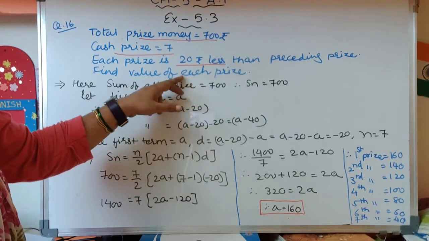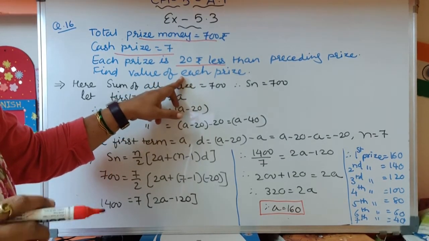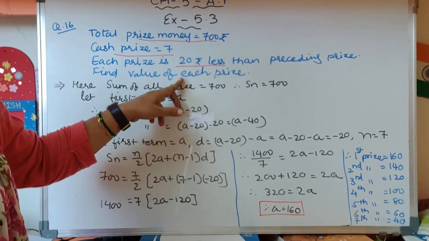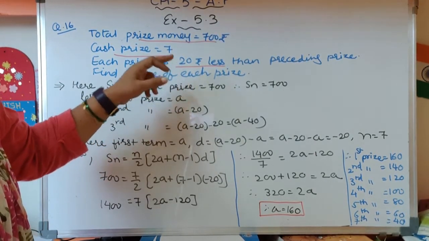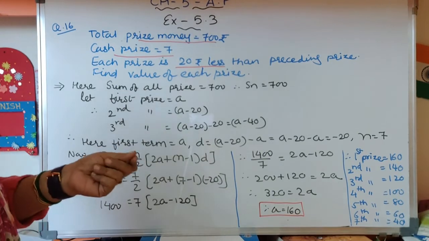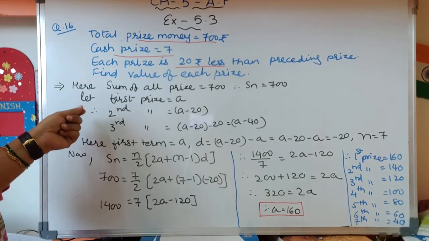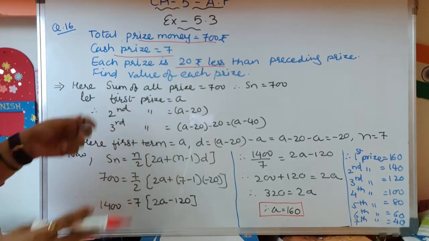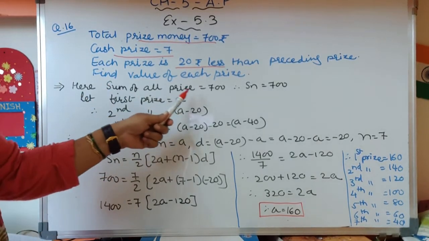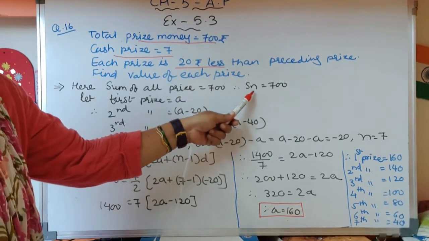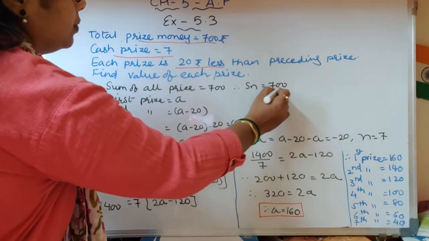So first of all we have to assume that let A be the first prize. So A minus 20 is the second prize. A minus 40 is the third prize. Okay, so let's see this sum stepwise. It is easy, not difficult. The sum of all prizes is equal to 700 and therefore Sn is equal to 700 here.